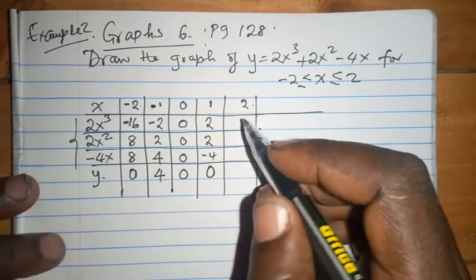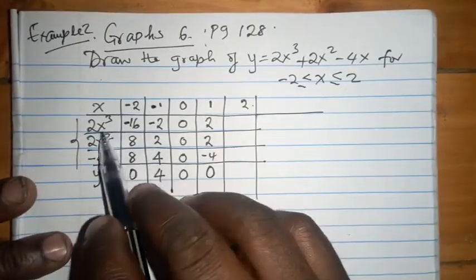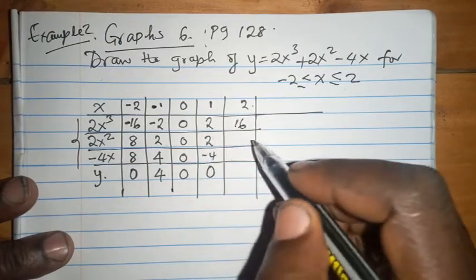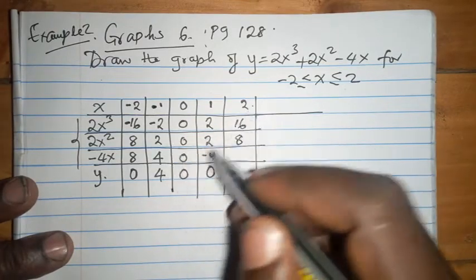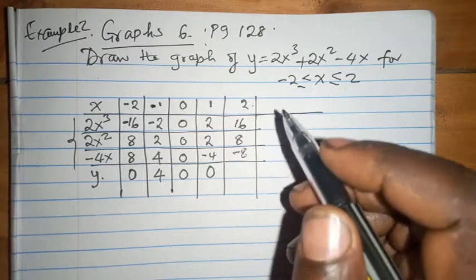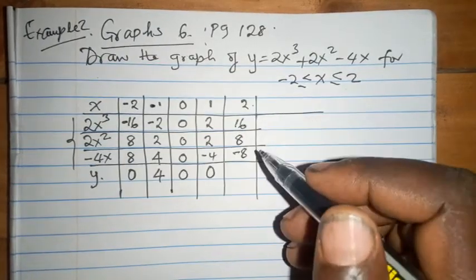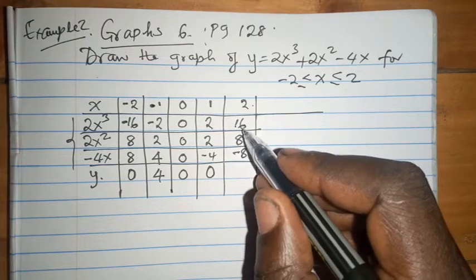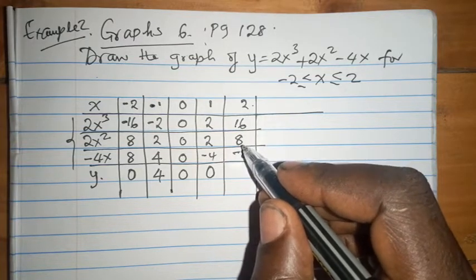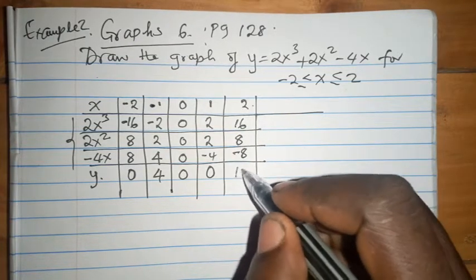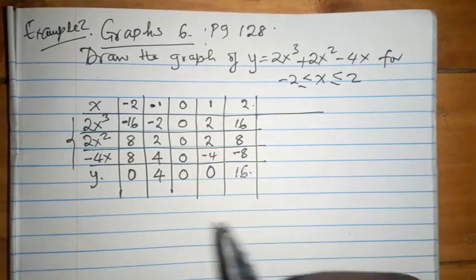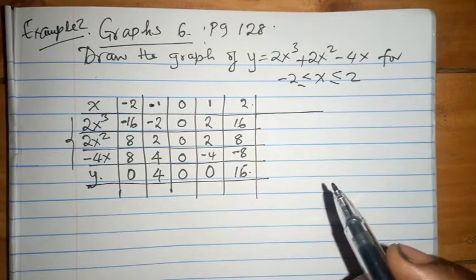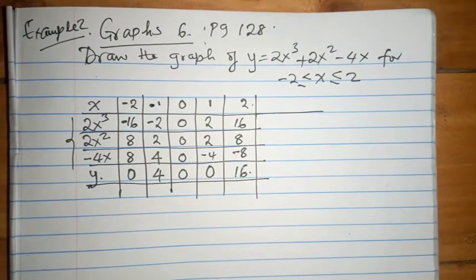When x is 2, then we have 2 cubed is 8 times 2, 16. 2 squared, 4 times 2, 8. 2 times minus 4 is minus 8. And you can easily see that when x is 2, we have 16 plus 8, which is 24, minus 8. Then we have a 16. And those are the values of y, corresponding values of x.